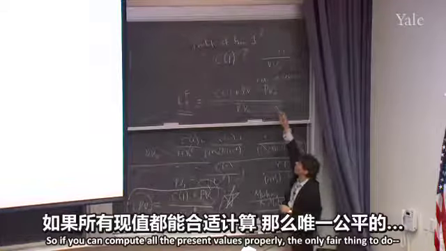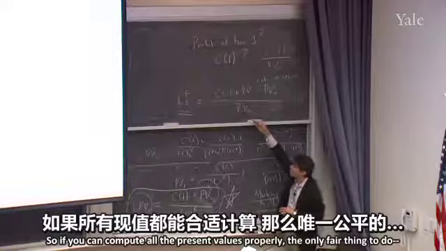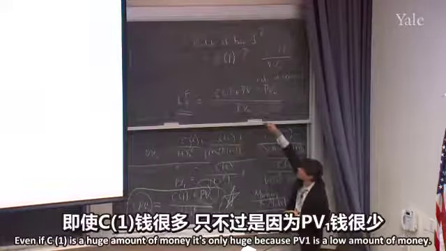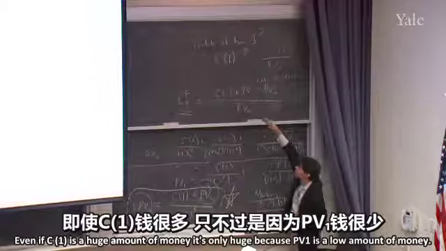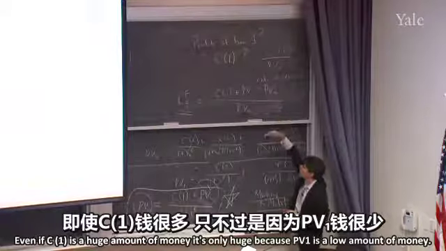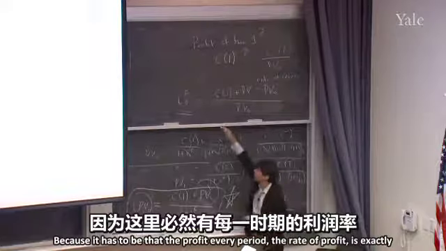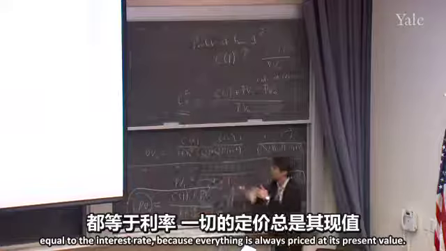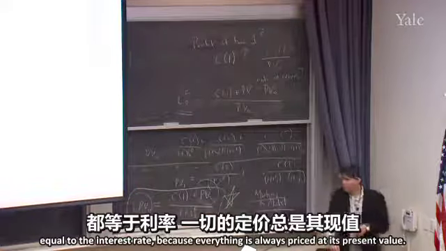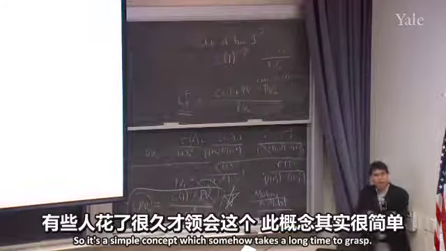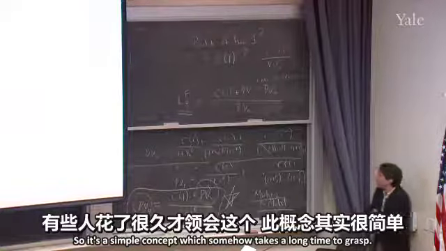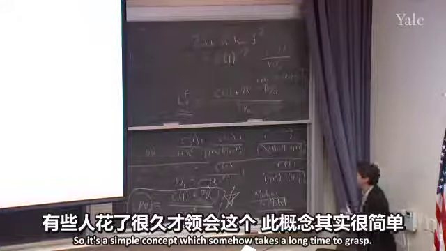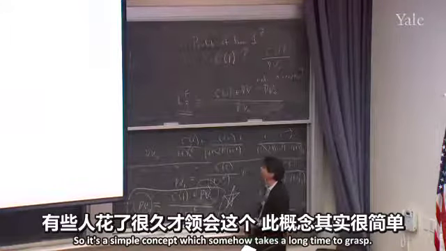So if you can compute all the present values properly, this is not a great investment. Even if C1 is a huge amount of money, it's only huge because PV1 is a low amount of money, because the rate of profit every period has to be exactly equal to the interest rate, because everything's always priced at its present value. Okay, so it's a simple concept which somehow takes a long time to grasp.